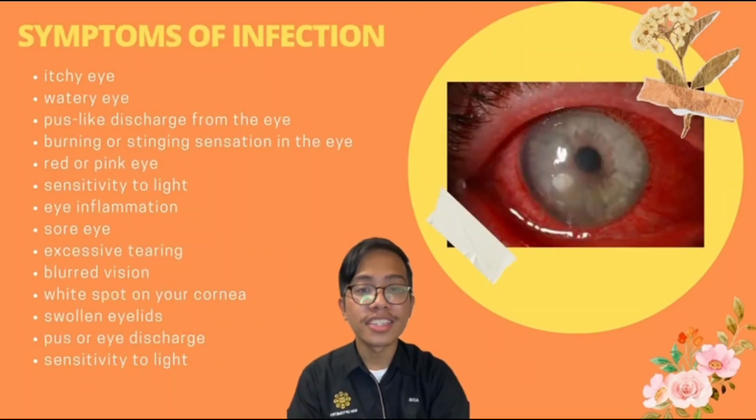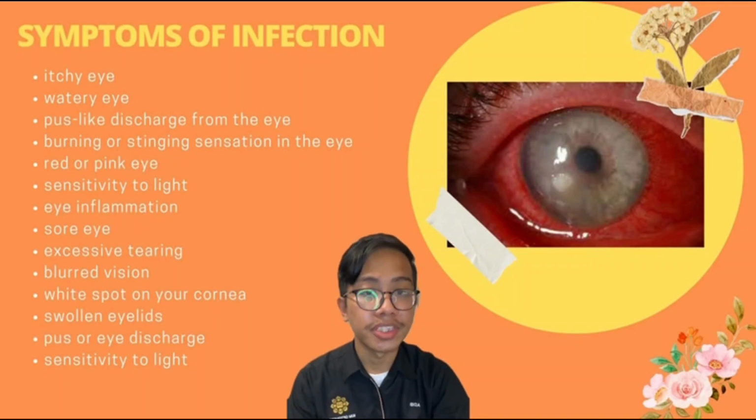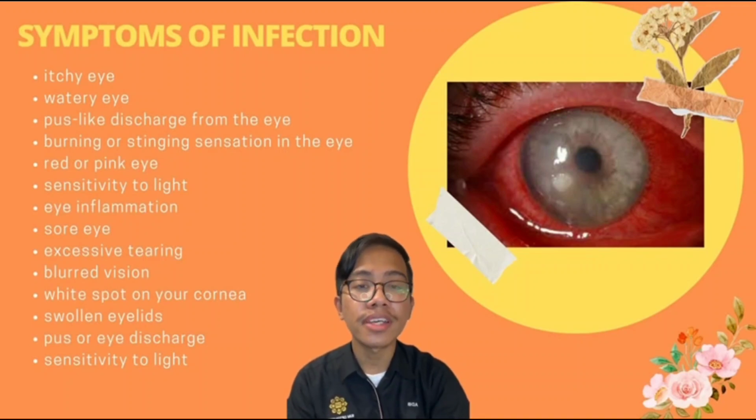So what are the symptoms of corneal ulcer? You may notice signs of an infection before you are aware of the corneal ulcer. Symptoms of an infection include: the first one is itchy eyes, the second one is watery eyes, another one is pus-like discharge from the eye, burning or stinging sensation in the eyes, red or pink eye, and sensitivity to light.